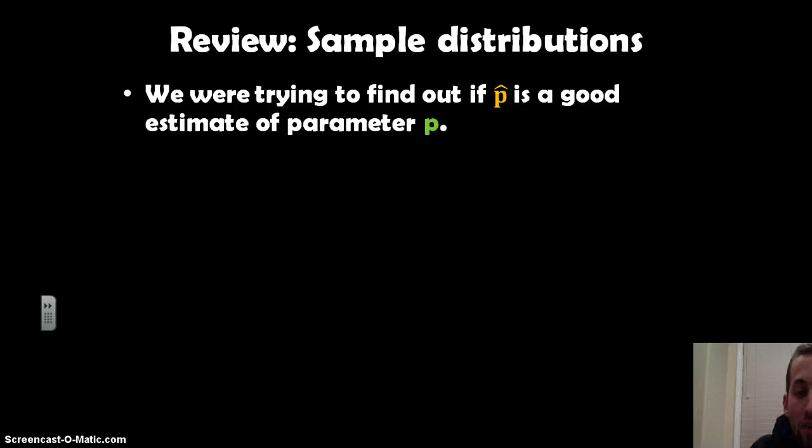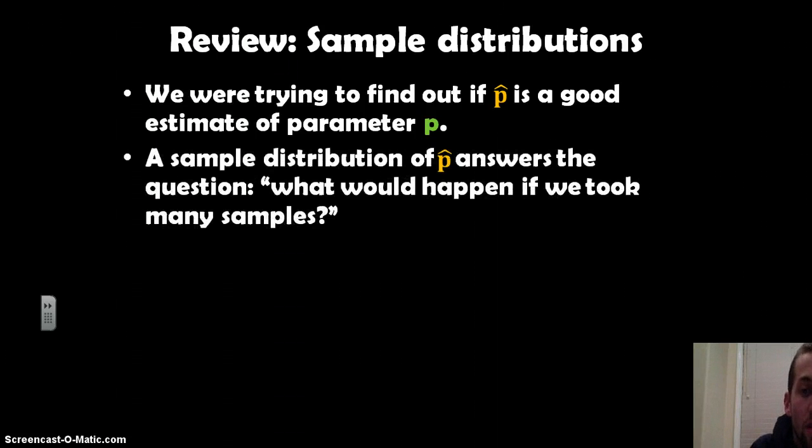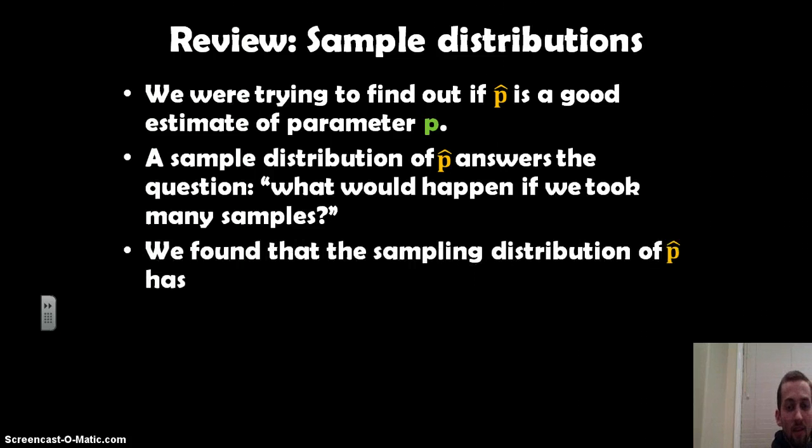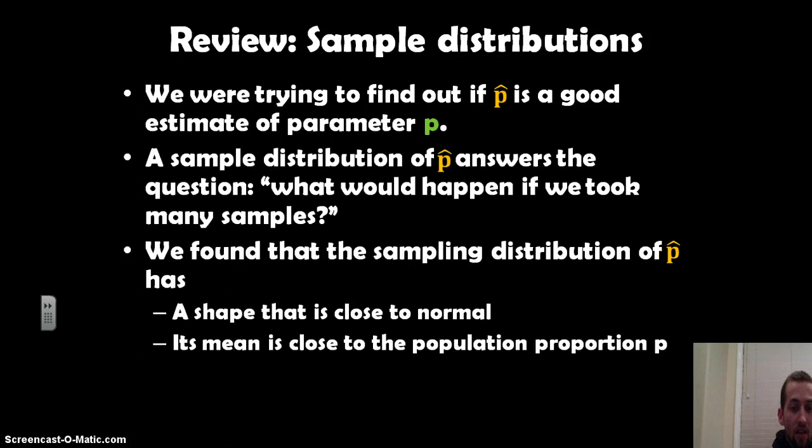And so we talked in 9.1, we're trying to figure out if P hat is a good approximation for P, okay? And so the distribution of P hat told us what this would look like if we took a bunch of samples over the course of time from the same population of the same size, and we found out that it should be a normal curve, and that the mean is close to the population proportion, okay?